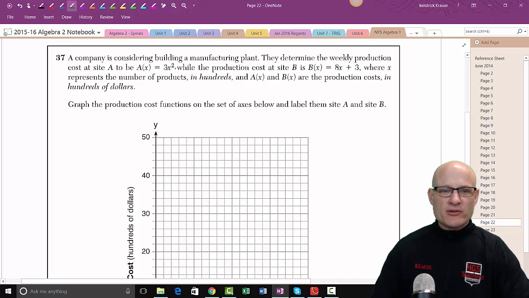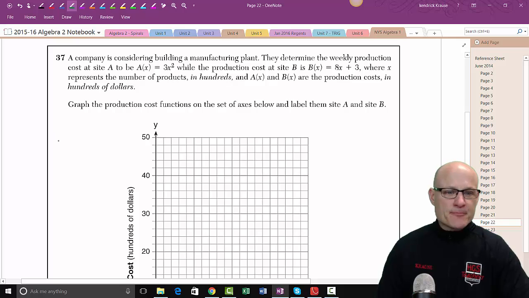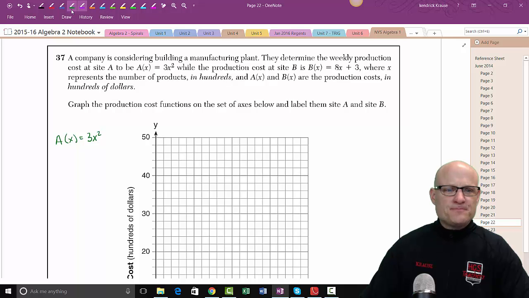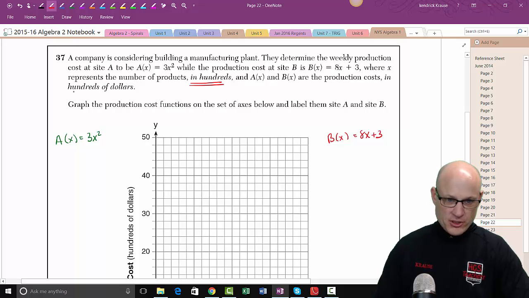Let's see what we got here. A company is considering building a manufacturing plant. They determine the weekly production cost of site A. So A of x is equal to 3x squared, while the production cost for site B, B of x, is equal to 8x plus 3, where x represents the product in hundreds and the production cost in hundreds of dollars.